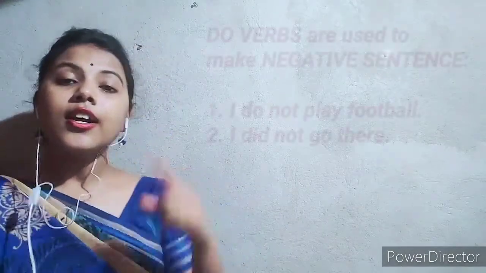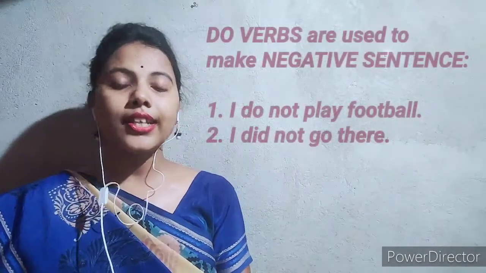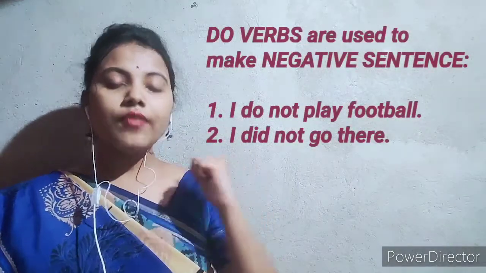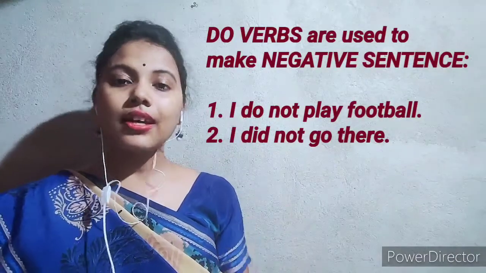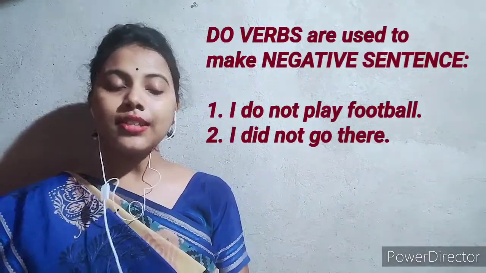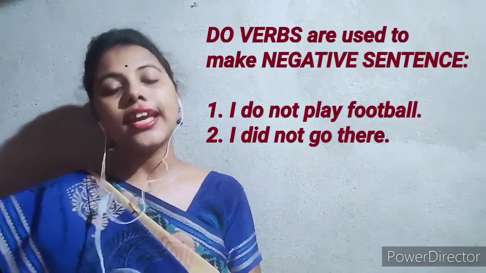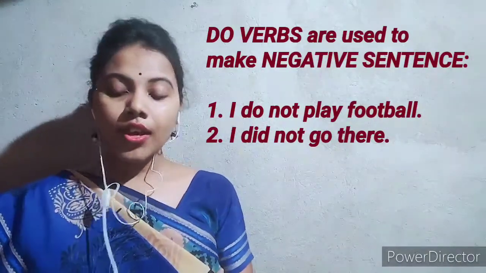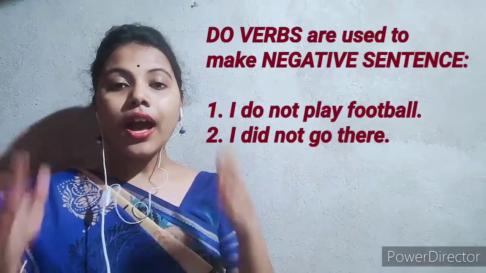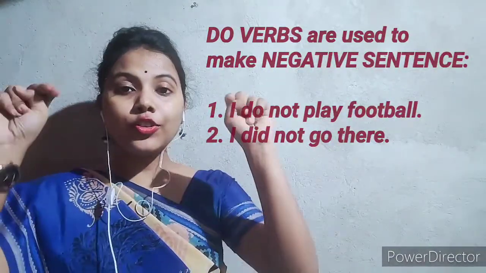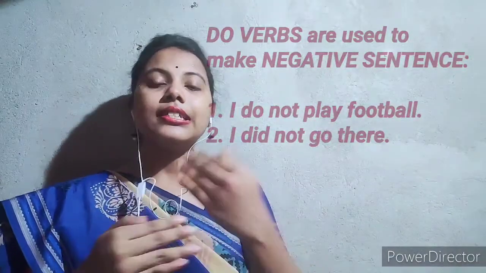Now, we are going to talk about the do verb. Do verbs are used to make the negative sentence and interrogative sentence as well as the imperative mood. How? I will say one after another. First of all, if we want to make any negative sentence, you see, if I write I play football, it is a normal affirmative sentence, and now I want to convert it into the negative one. So how will we do that? You see, I have to use in that way, I do not play football. So do is used here to make that sentence negative.